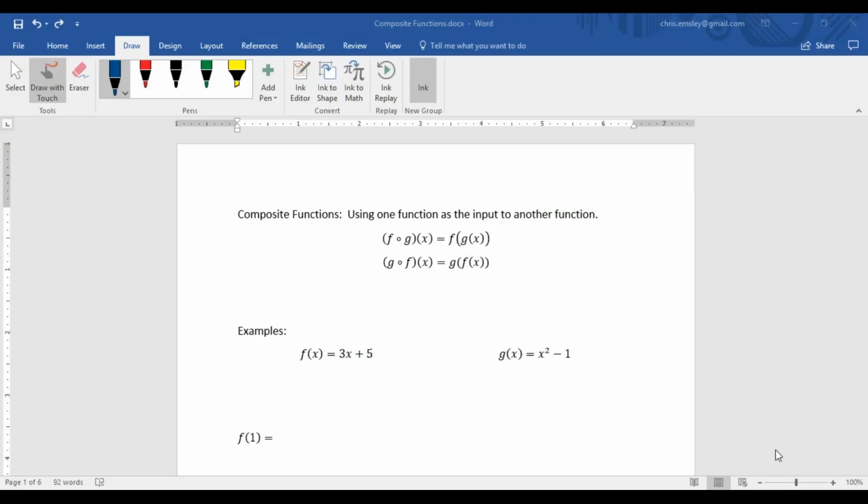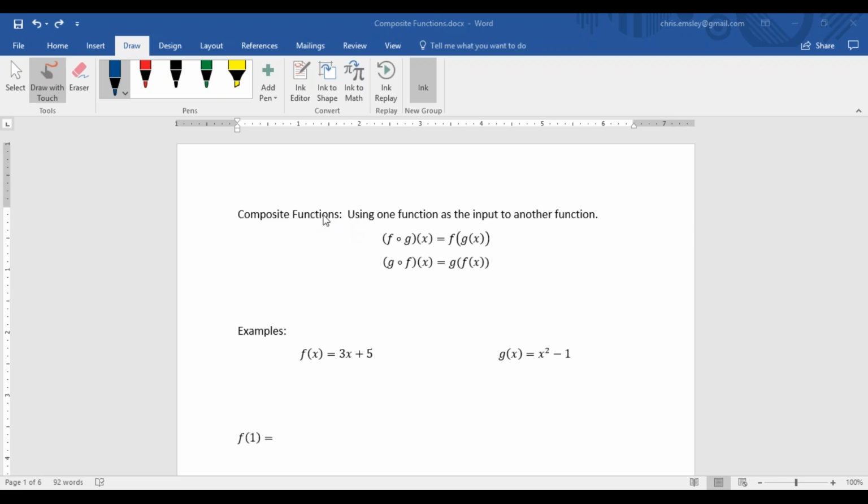Okay, in this video, we are going to look at composite functions, both how to calculate a composite function and how to find the domain once you've figured out what that composite is. We'll start with just the composite functions, and just real briefly, I have the definition up here at the top.